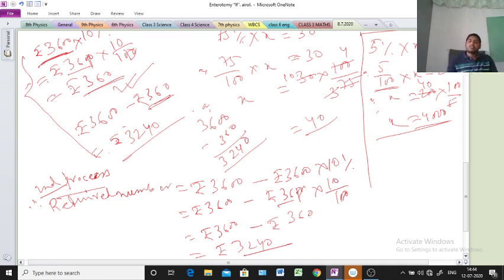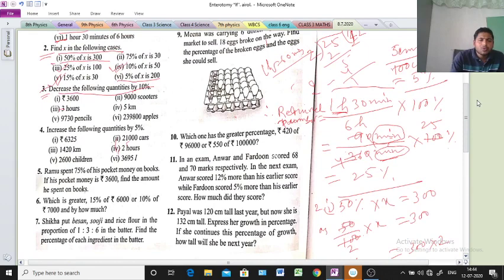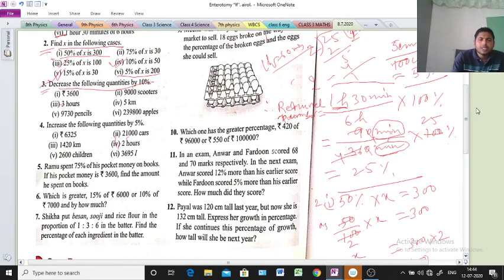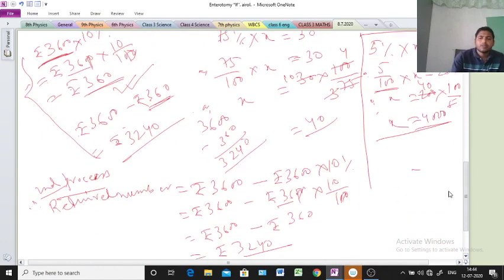And here why are we doing minus? Because, sir, it is decrease. For decrease we do minus. For increase we will do plus only. Same process, only for increase we will do addition, and for decrease we will do subtraction. Clear or not? Clear? Okay, so next question. Question number 2: 9,000 scooters. 9,000 scooters means we will do what?